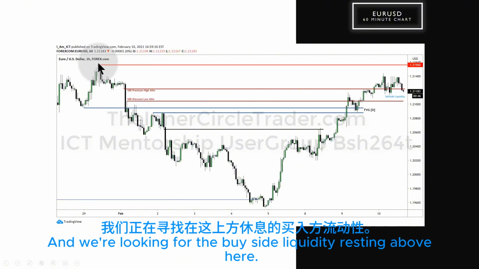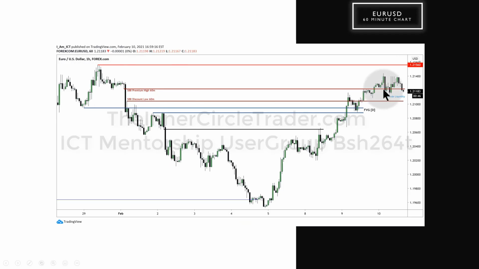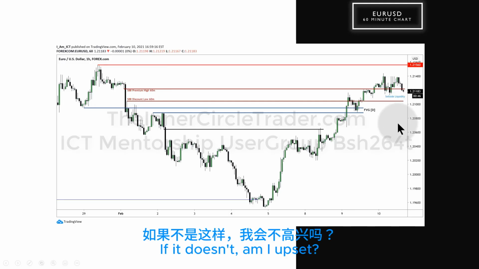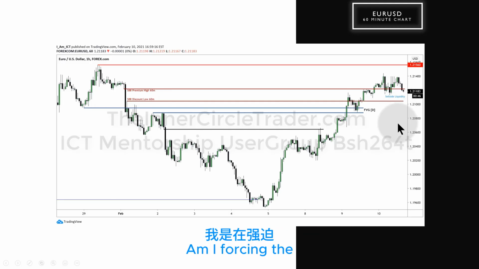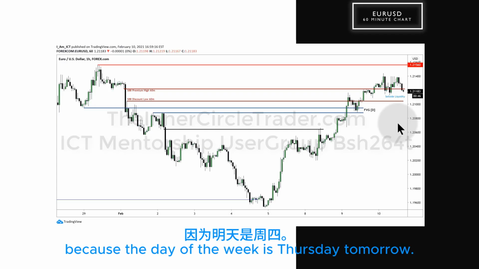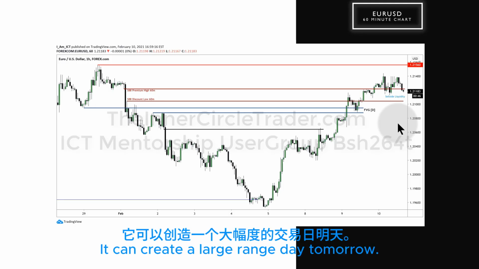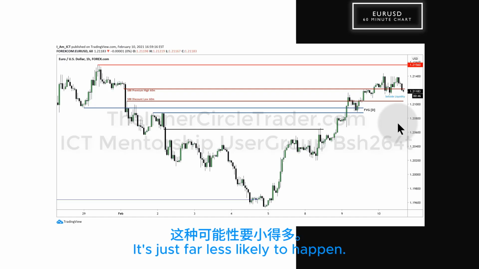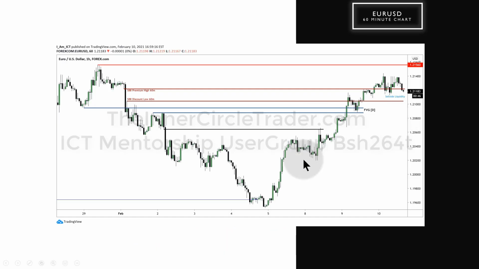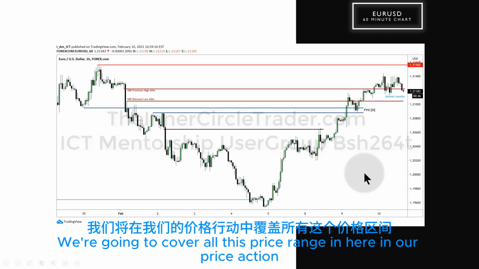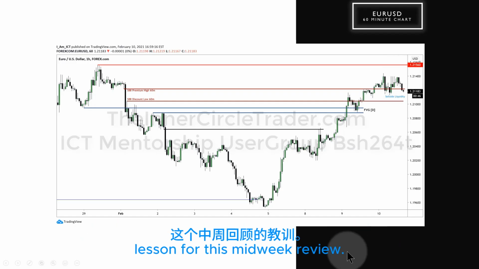And we're looking for the buy side liquidity resting above here. Does it do it this week? Yeah, I don't know. If it doesn't, am I upset? No. Am I forcing the idea that it goes higher? No. Because the day of the week is Thursday tomorrow, and usually the weekly range kind of runs out of steam. It can create a large range day tomorrow. It's just far less likely to happen. We're going to cover all this price range in here in our price action lesson for this midweek review.